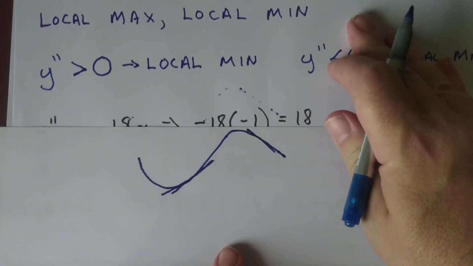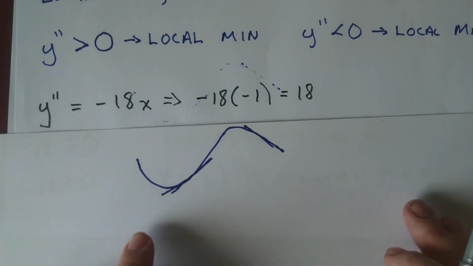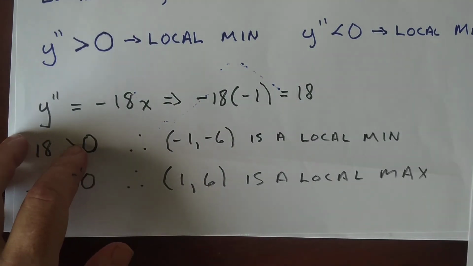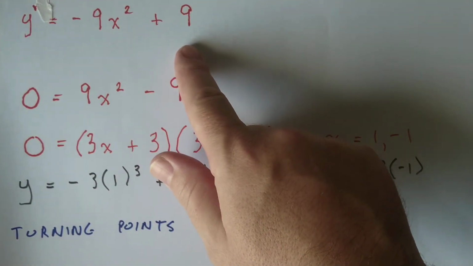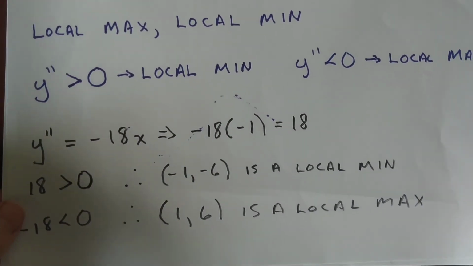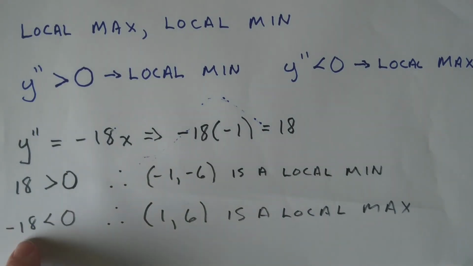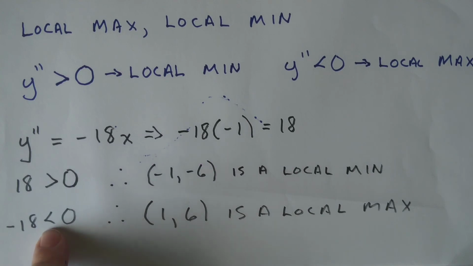Okay, so let's proceed. And here we went ahead and found the second derivative. The second derivative is the derivative of the first derivative. And let's go back. The first derivative is here. So we find the second derivative from that. And we found out that for -1, it's greater than 0, and for +1, it's less than 0. Therefore, this is a local minimum. This is a local maximum.